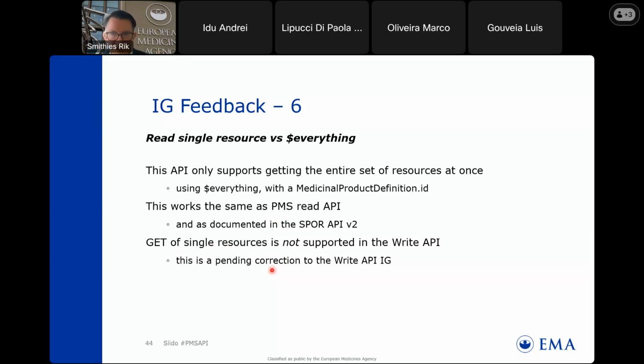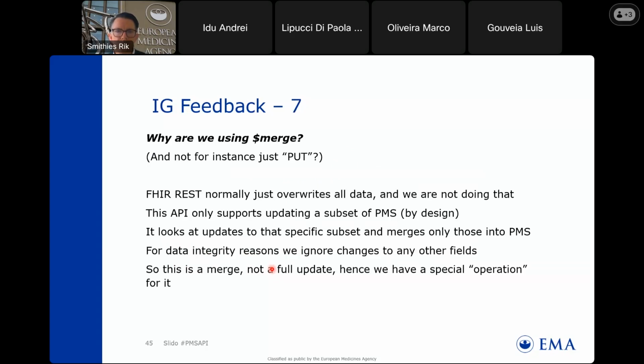So we don't support the individual reads or writes. So yeah, I just mentioned this, but why are we using this $merge and not just using a more traditional, for those of you who know about it, FHIR REST, just normal put overwrite? It is because of this principle that we're at this point only allowing updates to certain fields. So we use this merge that will take what you send and combine it correctly with the PMS data, rather than just taking what you send and overwriting, basically, which is what will happen down the line.